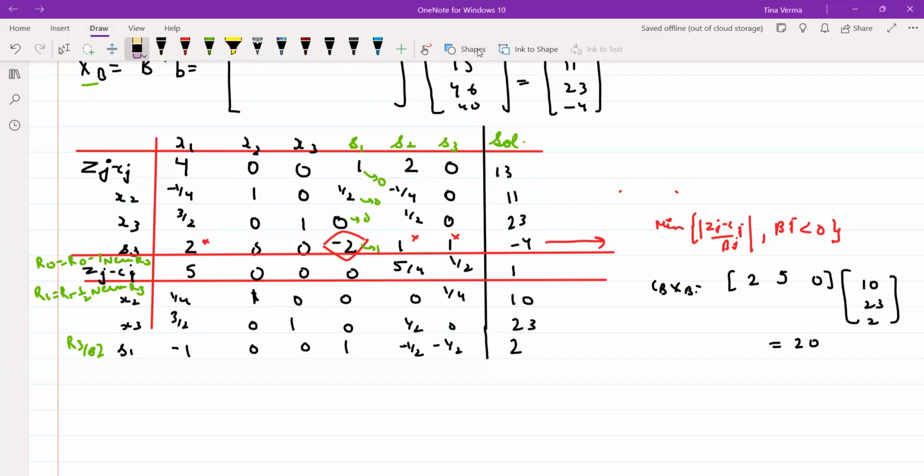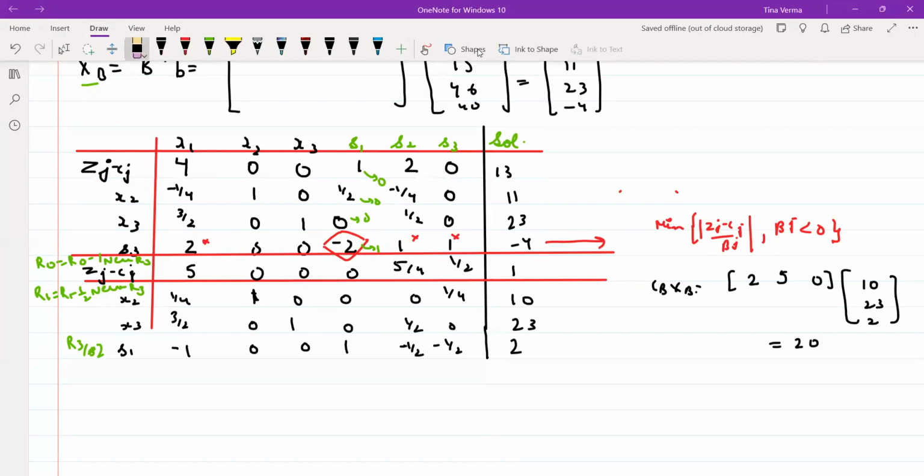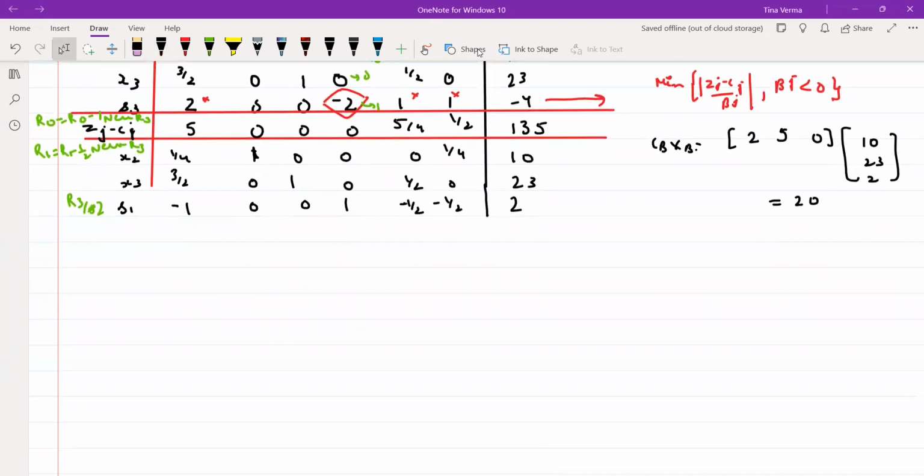So in the initial table, it was given as 137, because when you will calculate CB into XB, this is coming out to be your 137. And this you will calculate, this is coming out to be your 135. So now you can stop at this iteration because all your Zj minus Cj are greater than or equal to 0. So here your x1 is 0, x2 is your 10, and x3 is your 23. This is your optimal solution, and the optimal value here is your 135.